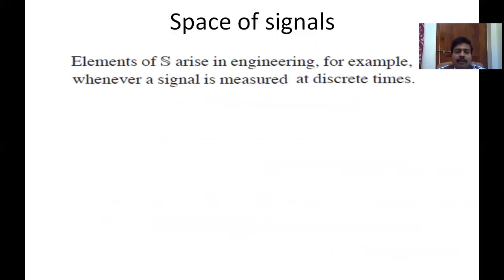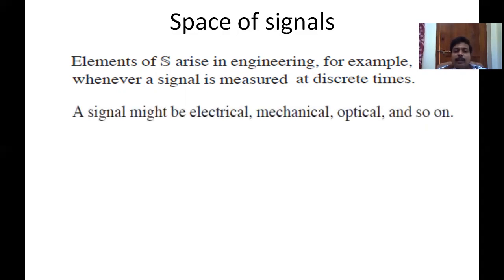These elements of S arise in engineering and wherever signals are present in discrete times. When the signal is received by us at discrete instants or in a time interval, we can call them discrete signals. Those values are noted in the sequence seen in the previous slide. These signals may be electrical signals, mechanical signals, optical signals, and so on.